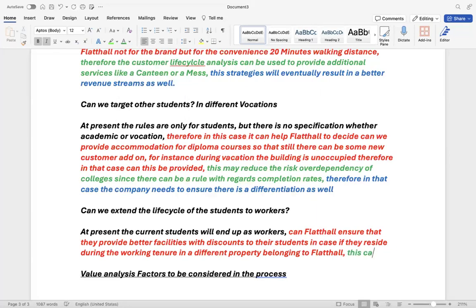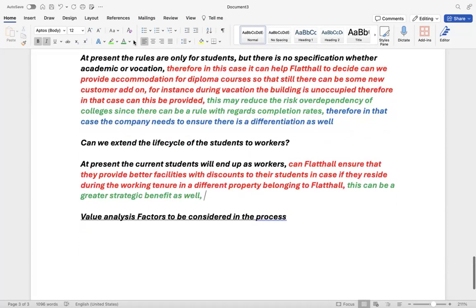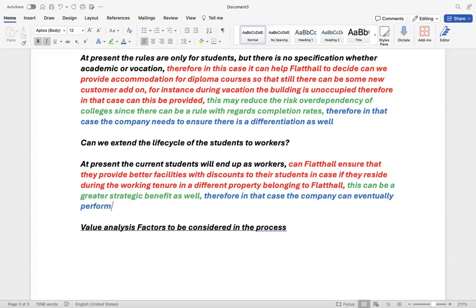This can be a greater strategic benefit as well. And students, I'll continue. Therefore, in that case, the company can eventually perform better. So I will get that point.